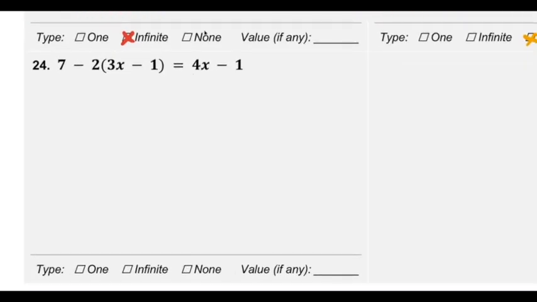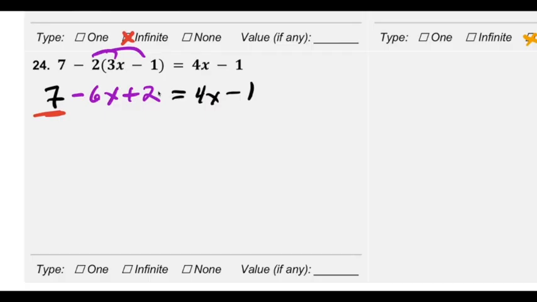Let's distribute. So I have 7 minus 6x, negative 2 times 3, and then plus 2, negative 2 times negative 1, equals 4x minus 1. Now remember, before we do anything else, let's simplify if we can. I could add the 7 with the 2, and I get 9 minus 6x equals 4x minus 1.